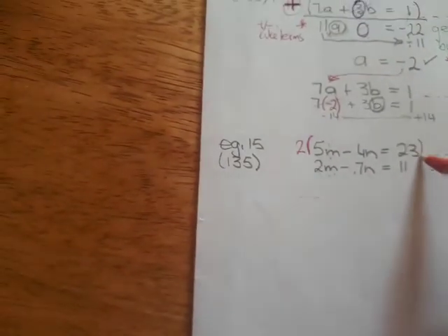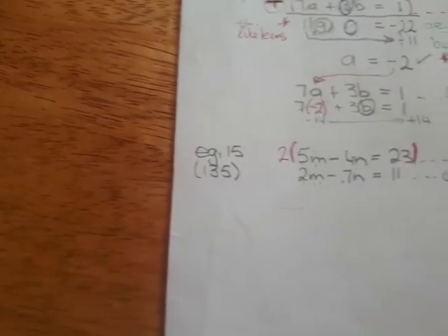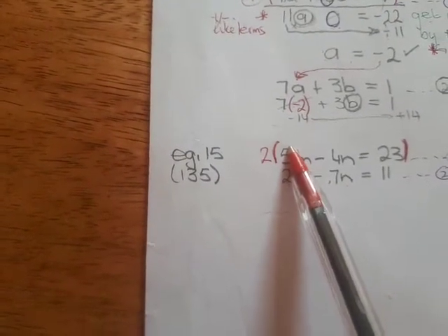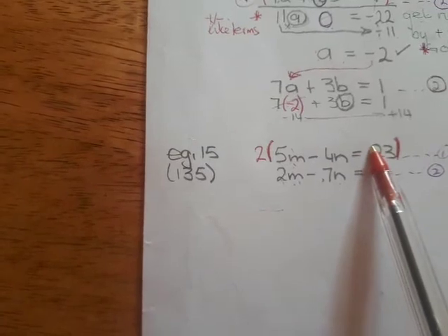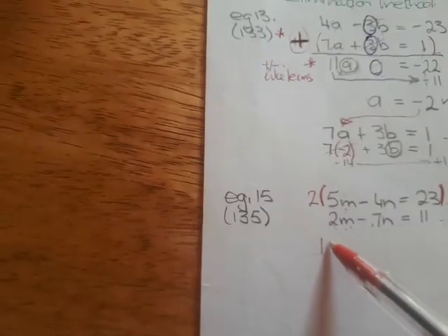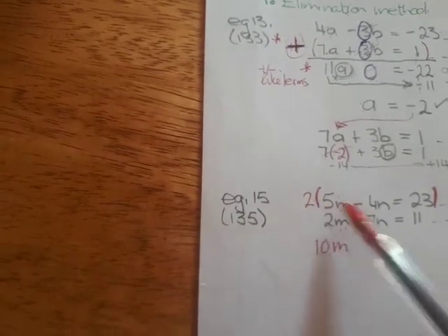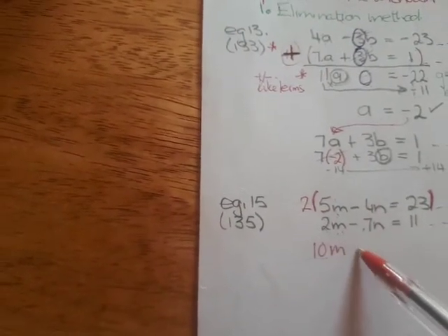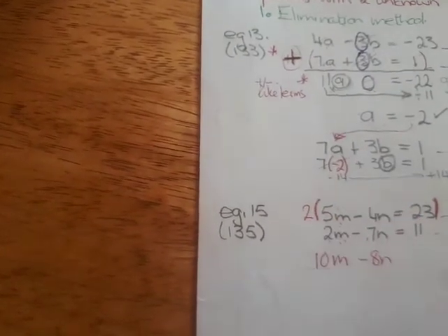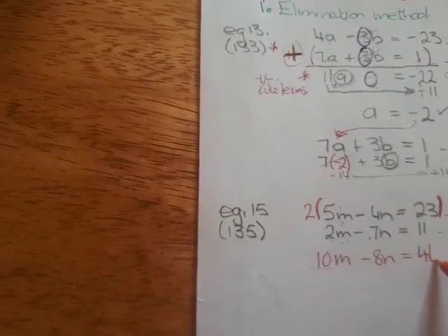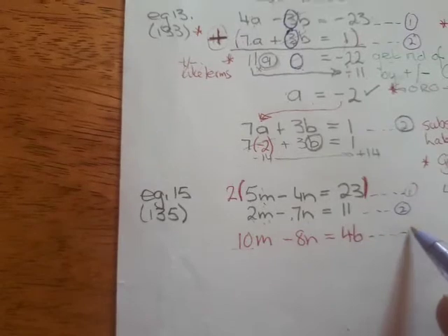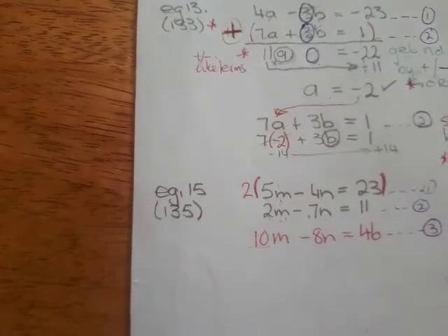But now the principle in mathematics counts again. You must be fair, meaning if you multiply one term by 2, you must multiply everything by 2. So 2 times 5 gives me 10m, 2 times negative 4 gives me negative 8n, and 2 times 23 gives me 46. I have now changed that equation, so I will call it equation 3.